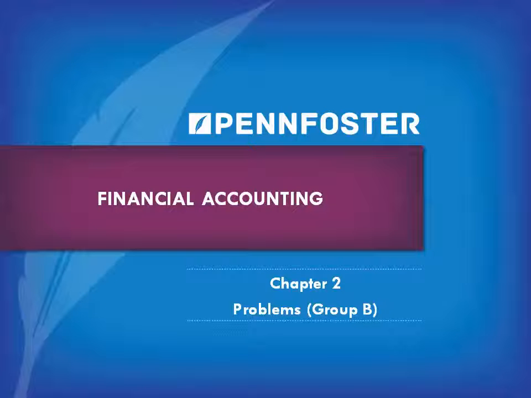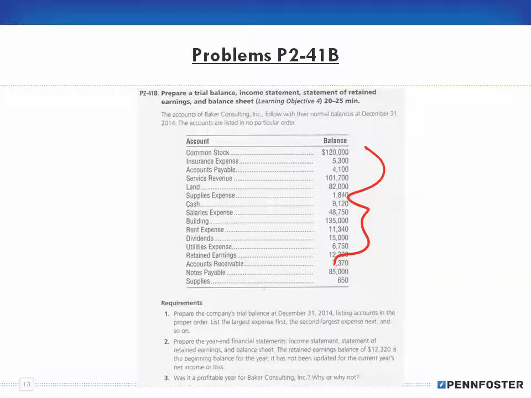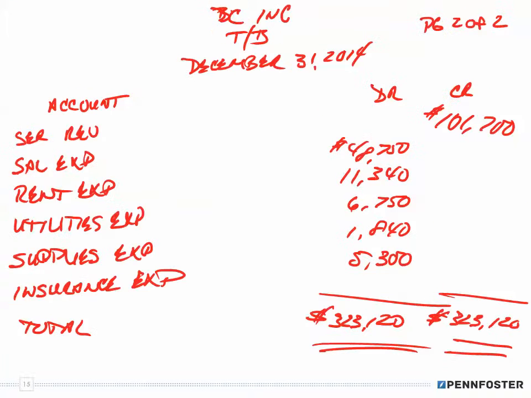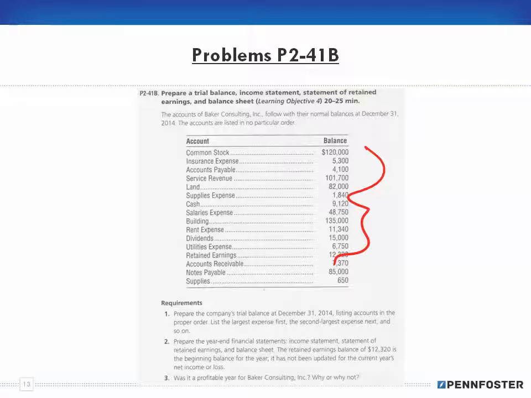Welcome back, students who are taking financial accounting, working on the Chapter 2 problems, Group B, and we're continuing on with the series for the problem 2-41B. In the last video we had finished off by creating our trial balance. Based on the instructions here, we prepared the trial balance in the last video.